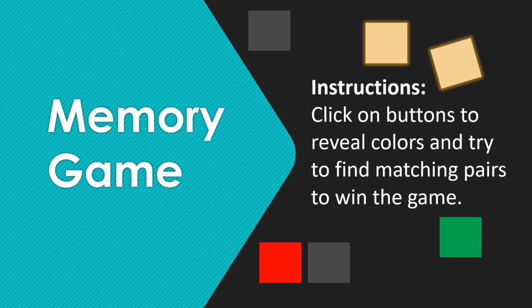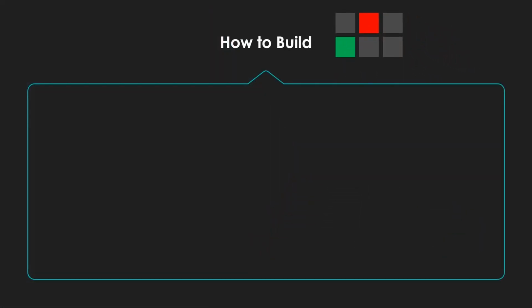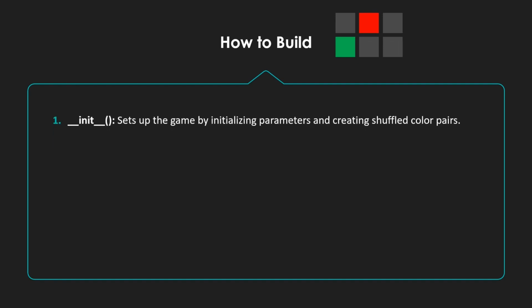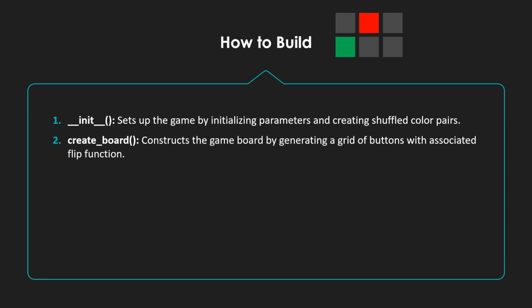The instructions for the game are: click on buttons to reveal colors and try to find matching pairs to win the game. Here's a simple plan for building our game. Step 1. We start by getting everything ready, like setting up the game parameters and making pairs of colors that are shuffled. Step 2. We make the game board by creating a grid of buttons. Each button has a color hidden underneath, and we also make sure they can be flipped.